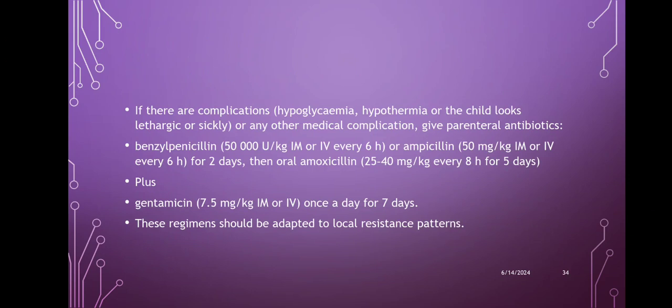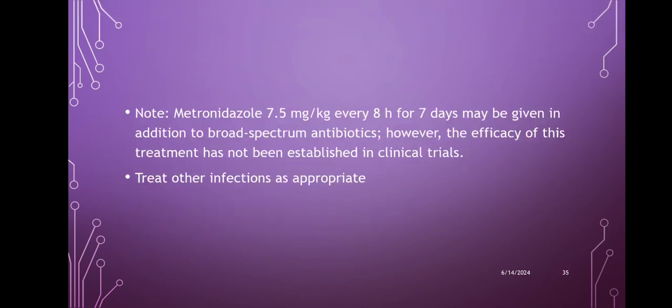So the choice can be benzyl penicillin or ampicillin for 2 days, then you give oral amoxicillin, plus gentamicin for 7 days. These regimens should generally be adapted to local resistance patterns. That basically means that the choice of antibiotics can be varied based on the local resistance patterns of the specific area where you are. Of note, metronidazole can be given thrice a day for 7 days in addition to broad-spectrum antibiotics. Then you treat any other infection as appropriate based on the clinical examination.